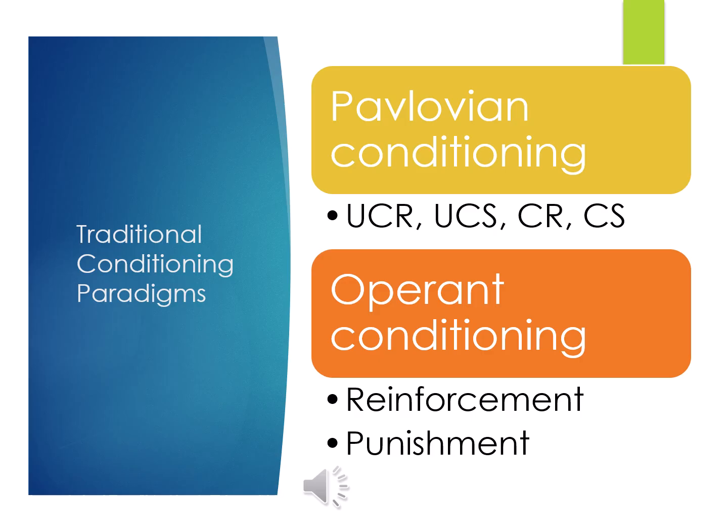I've got to put these in a different order. The UCS is the unconditioned stimulus, and that is followed by the unconditioned response. The conditioned stimulus then follows with the conditioned response. And so with Pavlov's experiment, we see the salivating dog, and the UCS would be the food.